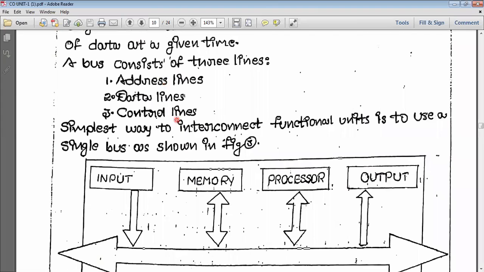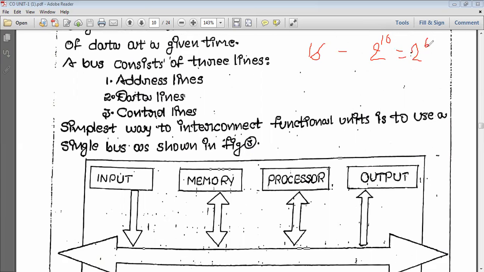What is the purpose of these lines? Based on the number of address lines, we know the memory capability of the processor. Suppose you have 16 address lines, then what is the total memory capability? 16 address lines means the total memory locations are 2 power 16. How do we get it? 2 power 6 into 2 power 10.